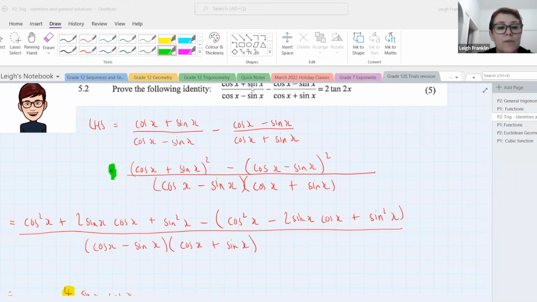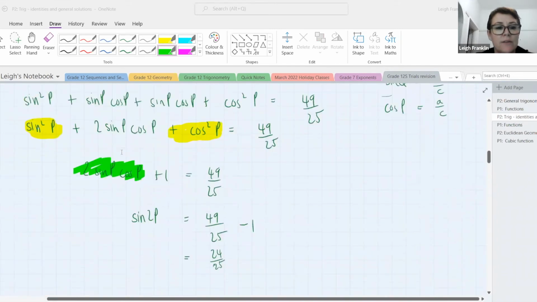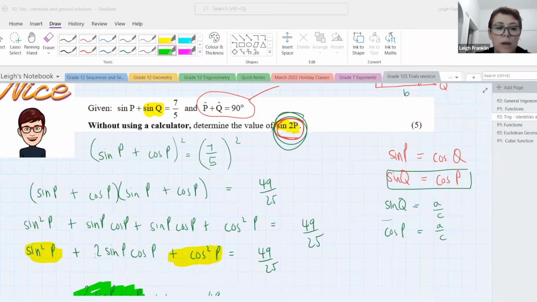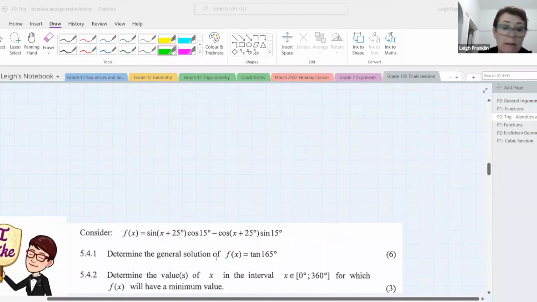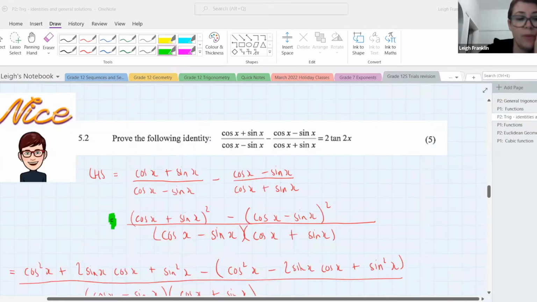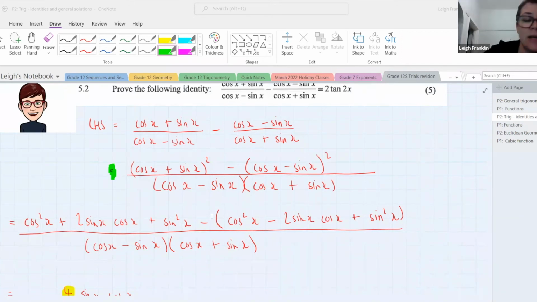Do you remember from the previous question, cos x plus sine x, when we squared our bracket? So like here, when we did this sine p plus cos p squared, it's exactly the same thing as this. Like here, we ended up with sine squared p plus 2 sine p cos p plus cos squared p. It's exactly the same thing, except we're just working in terms of x instead of p. So cos squared x plus 2 sine x cos x plus sine squared x, it's exactly the same thing. Does that make sense now, Michelle?